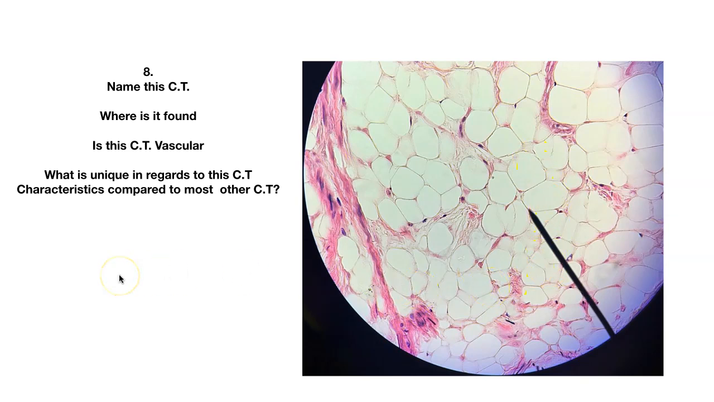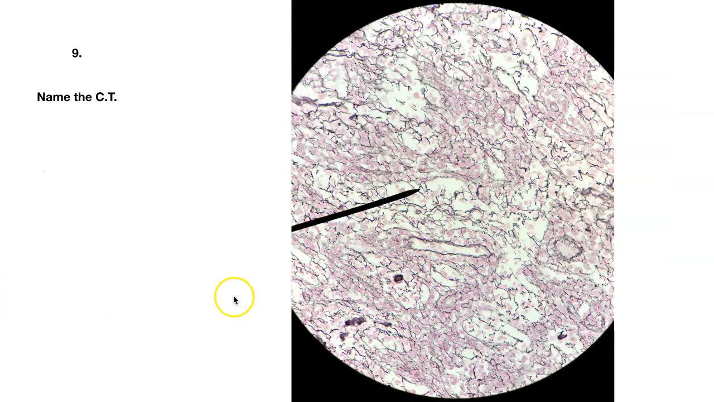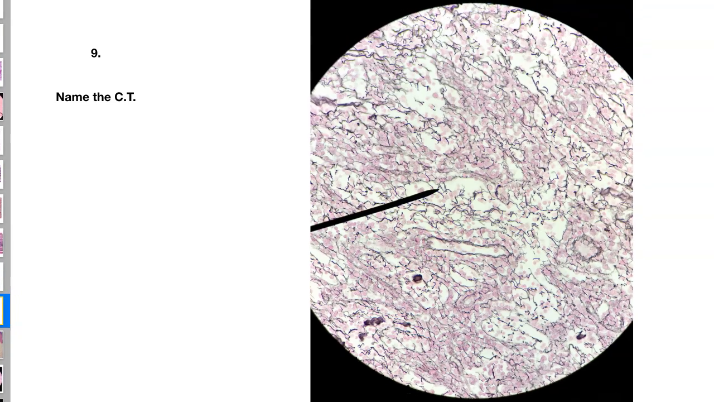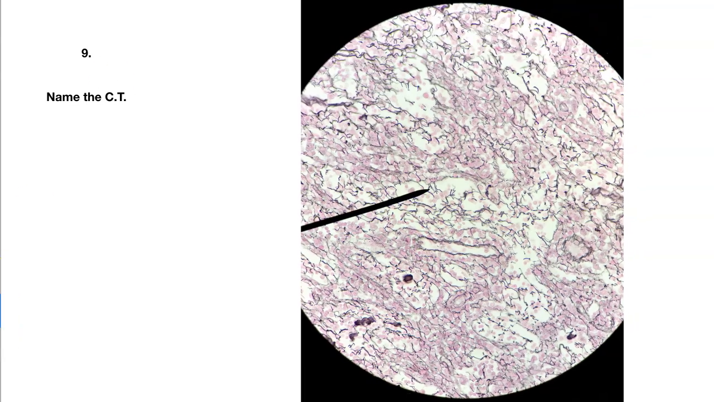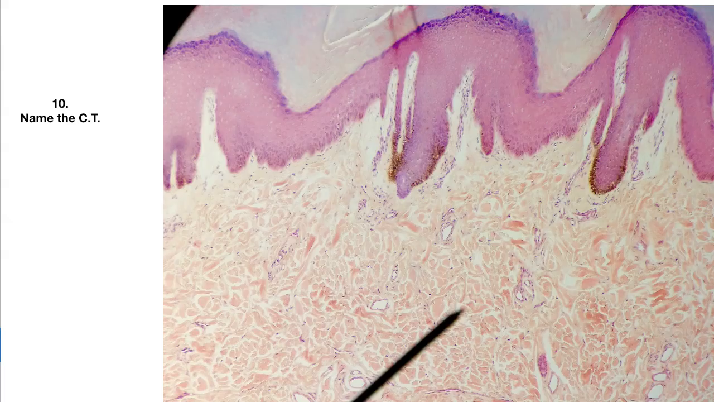So that was 1 through 8. Those had a lot of questions. The next 8 are just going to be simple. Name the connective tissue. So number 9, what is this connective tissue? Number 10, what is this connective tissue here, where the pointer is?